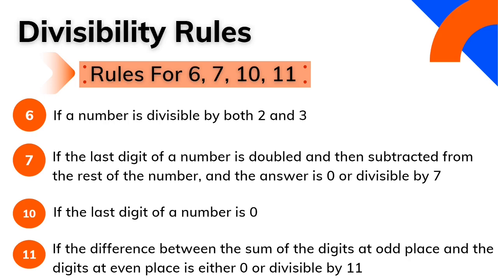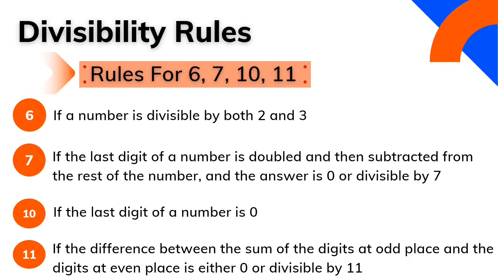3,675. Now the last digit is 5. If we double it, then it becomes 10. And the remaining number formed by the three digits is 367. The original number was 3,675. The last digit is 5. We double it, so it becomes 10. And we subtract this number from the remaining part of the number, which is 367.